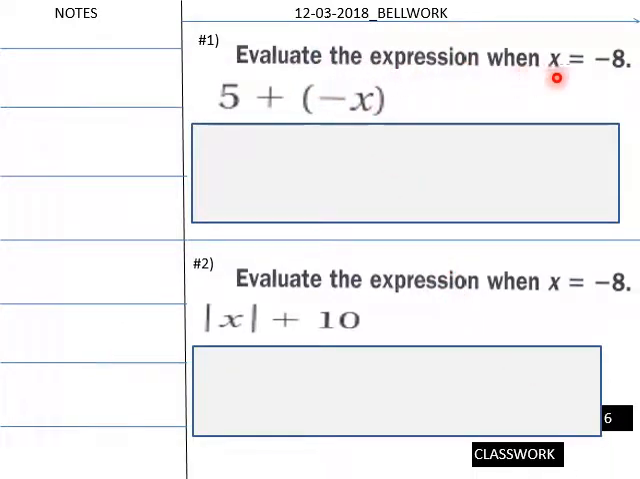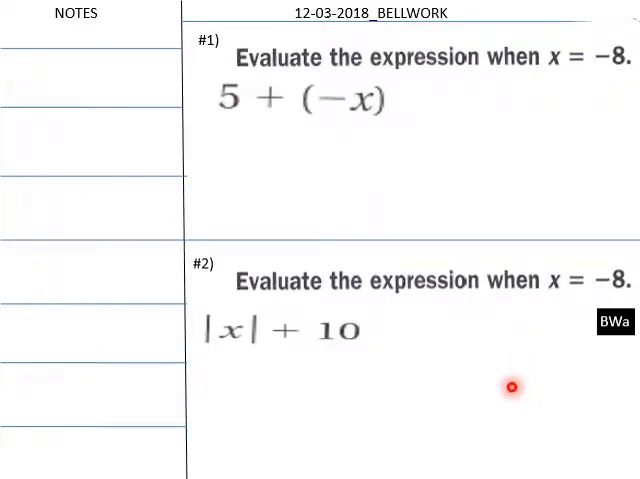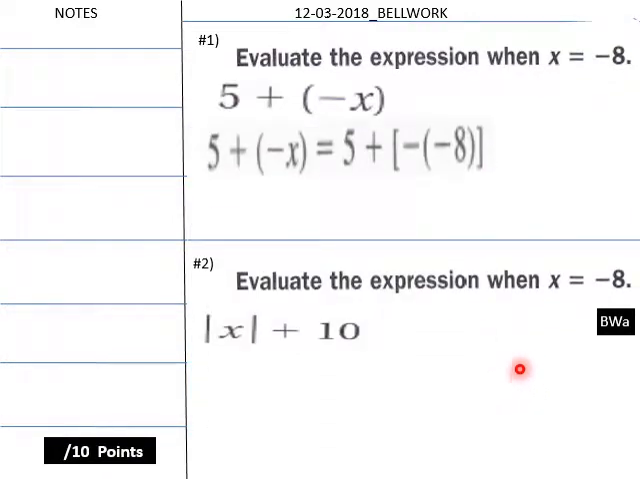Evaluate the expression when x equals -8, and then evaluate this expression when x equals -8 down here. Teachers, give your students about 3 minutes to do this. See you in 3. Okay, welcome back everybody for the solutions for today's bell work.